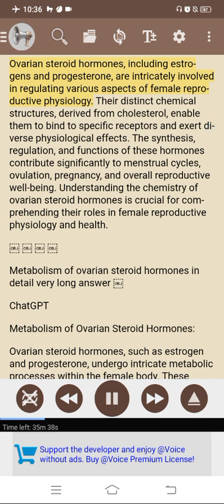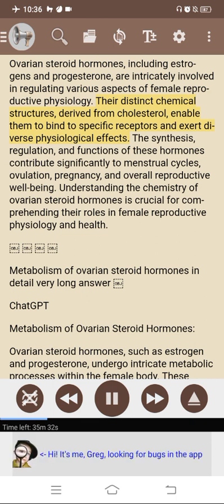Ovarian steroid hormones, including estrogens and progesterone, are intricately involved in regulating various aspects of female reproductive physiology. Their distinct chemical structures, derived from cholesterol, enable them to bind to specific receptors and exert diverse physiological effects. The synthesis, regulation, and functions of these hormones contribute significantly to menstrual cycles, ovulation, pregnancy, and overall reproductive well-being. Understanding the chemistry of ovarian steroid hormones is crucial for comprehending their roles in female reproductive physiology and health.